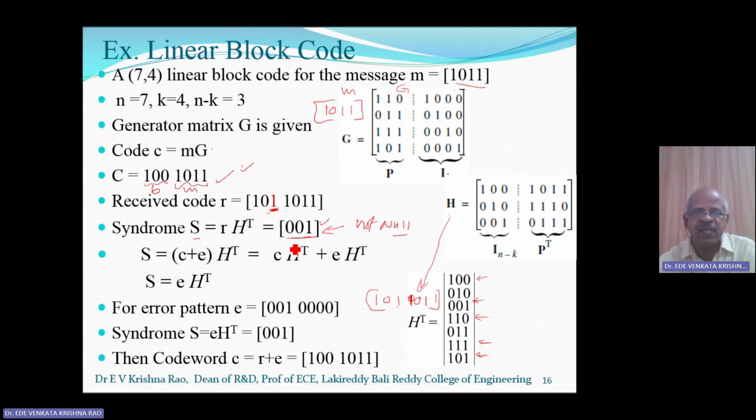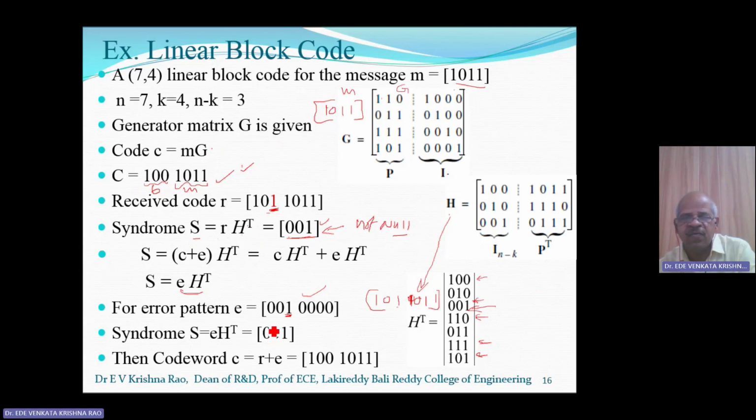What is the error pattern? The syndrome depends on the error pattern. So E H transpose: whatever error pattern we multiply with this H transpose, we get the same syndrome. If there is an error pattern like this, that particular row of H transpose has syndrome 0 0 1. That means the third bit is the error. So 0 0 1 0 0 0 0 is the error pattern, and we get the same syndrome, 0 0 1.